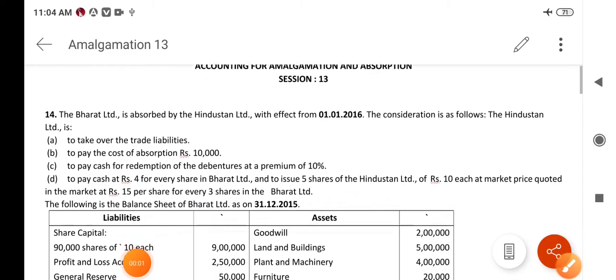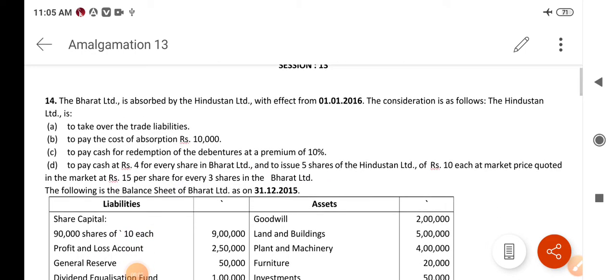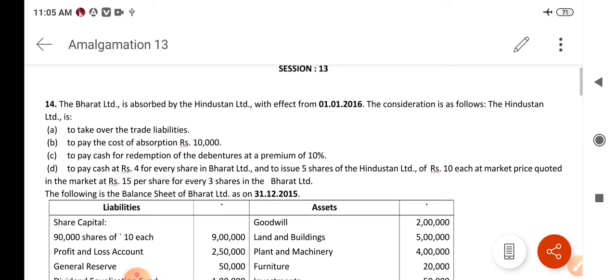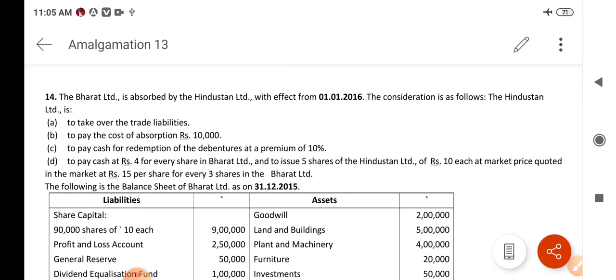Let us discuss one more problem under accounting for absorption. Look at the problem. The Bharat Limited is absorbed by the Hindustan Limited with effect from 1/1/2016. So which is the absorbed company? Absorbed company is Bharat Limited and absorbing company is Hindustan Limited. In other words, Bharat Limited is the selling company and Hindustan Limited is the purchasing company.